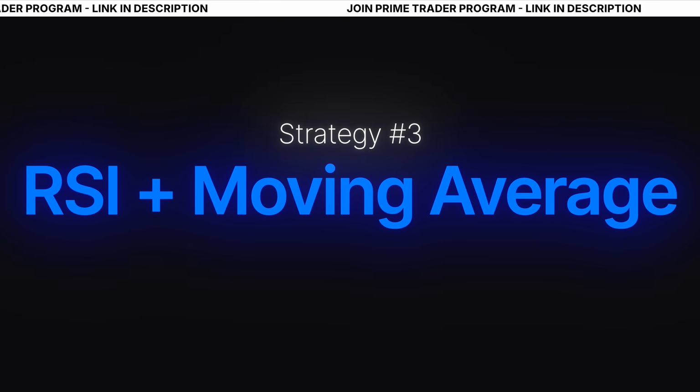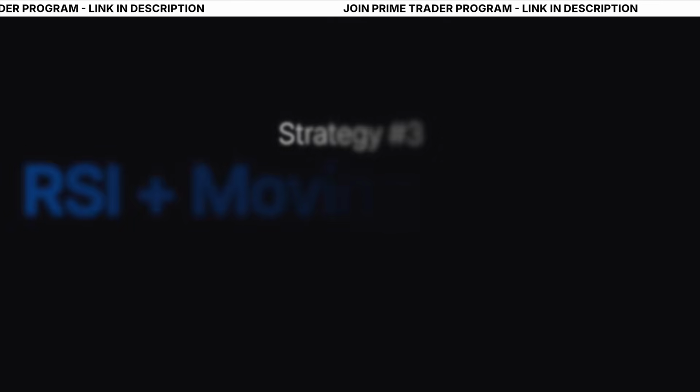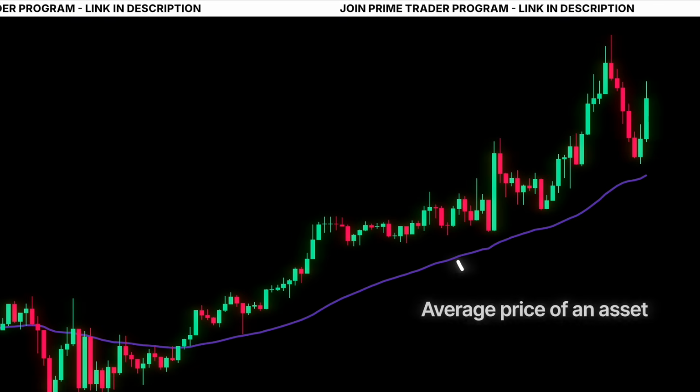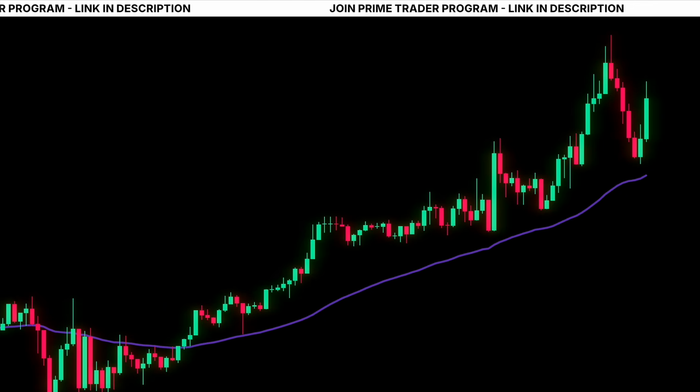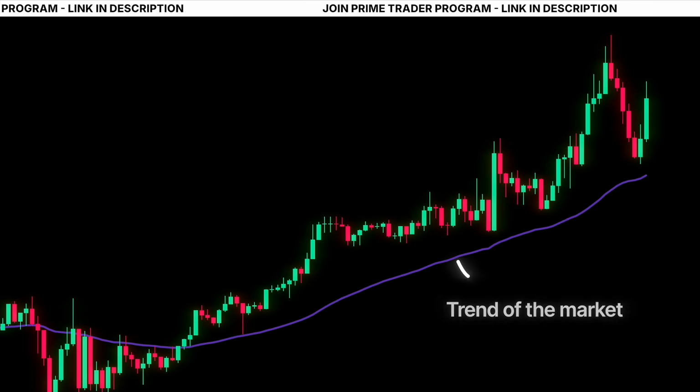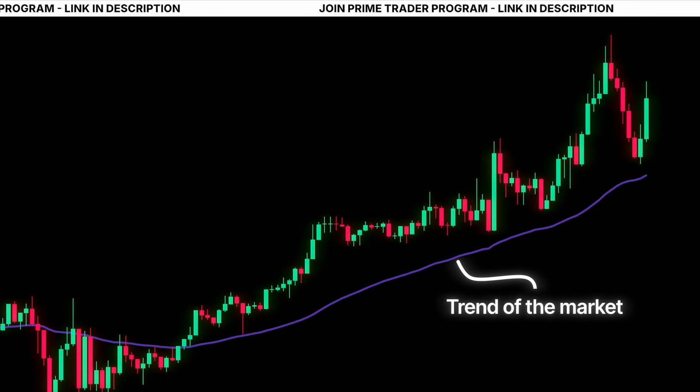Strategy number 3, RSI plus moving average. A moving average is a simple indicator that calculates the average price of an asset over a given number of candles. For our strategy, we will use a 50-period simple moving average. It helps us in identifying the trend of the markets.